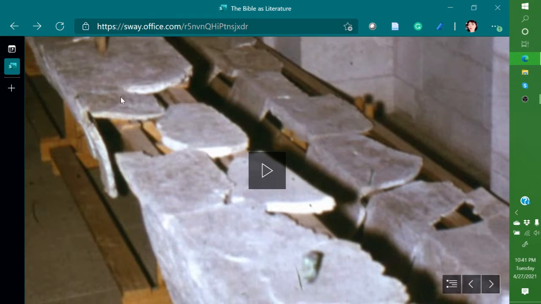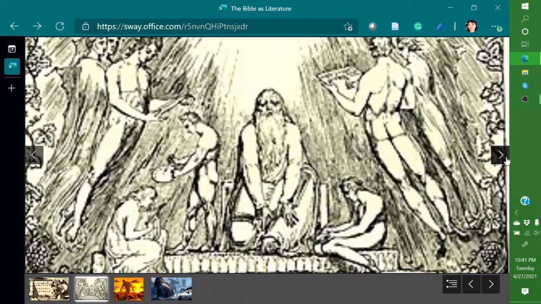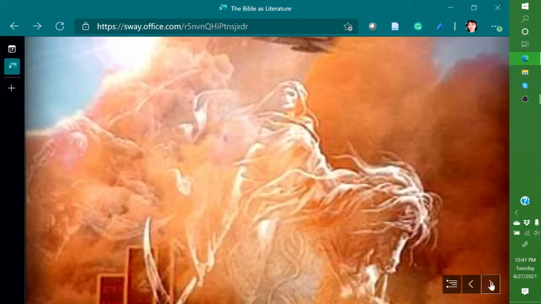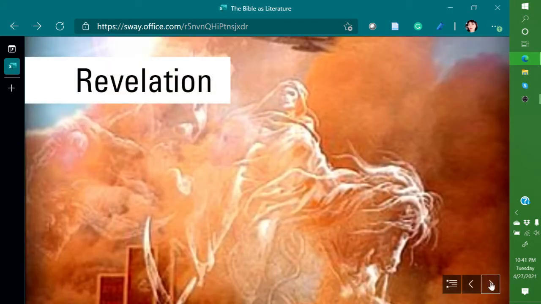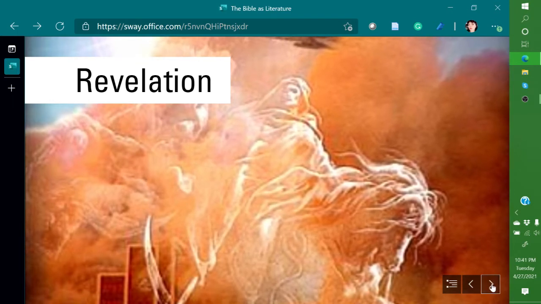The scrolls right here, the tablets. I could show you, and that's what's cool about Sway: I could have clicked on any of these videos and been showing that video to you. But I could put a link, and if you are interested, you can watch it with the link and move it around how you like.